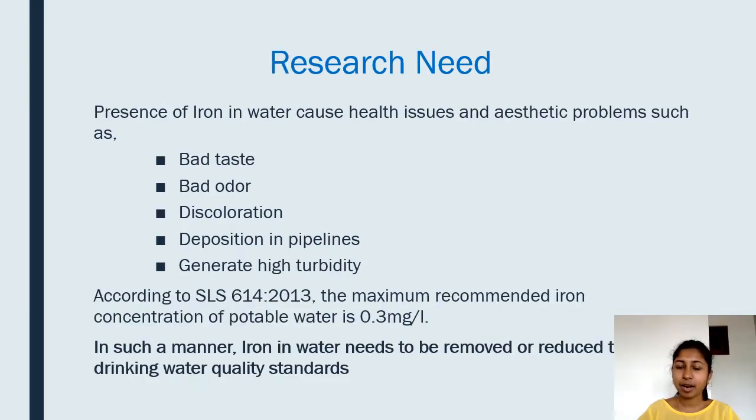Presence of iron in groundwater causes health issues and also aesthetic problems such as bad taste, bad odor, discoloration, deposition in pipelines, and it generates high turbidity. According to the SLS standards, the maximum recommended iron concentration of potable water is equal to 0.3 milligrams per liter. In such a manner, iron in water needs to be removed or reduced to an acceptable level.